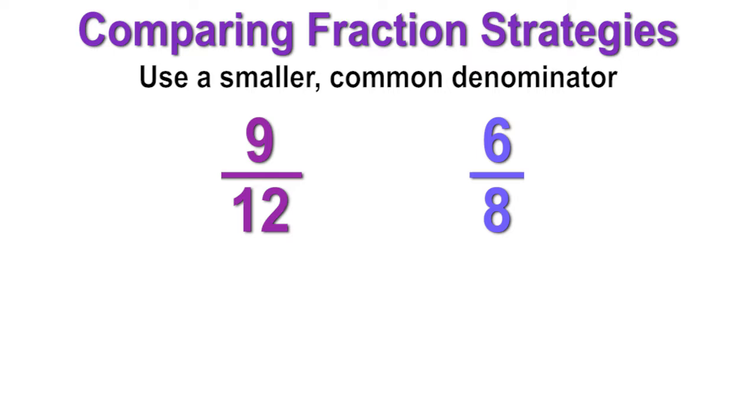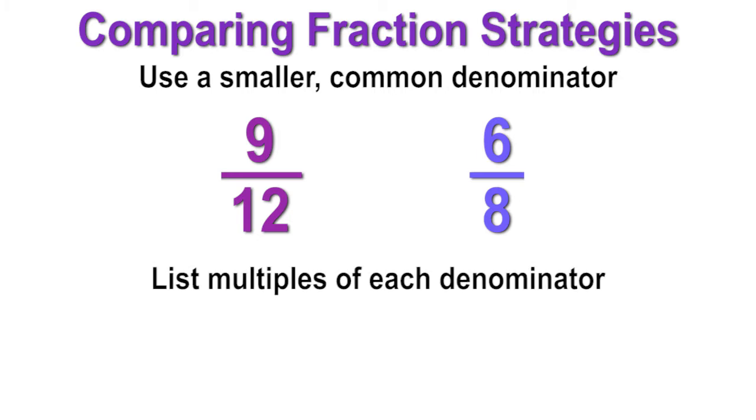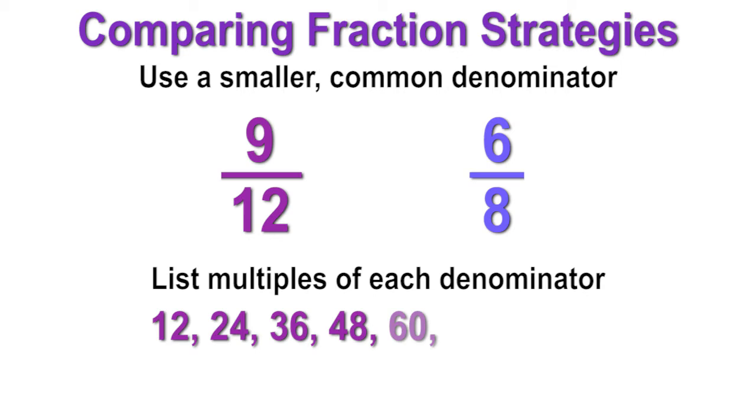Let's use the same fractions, 9/12 and 6/8, and try this strategy. To do this, take the denominators of each fraction and make a list of its multiples. For 12, we would have 12, 24, 36, 48, 60, 72, 84, and 96. We could continue, but let's stop there.